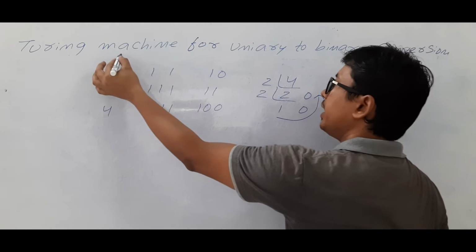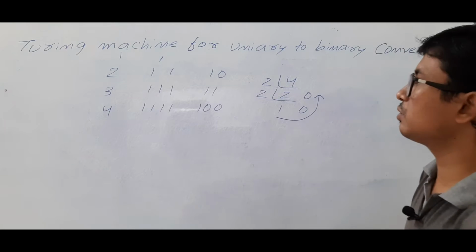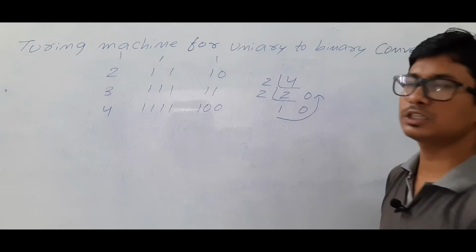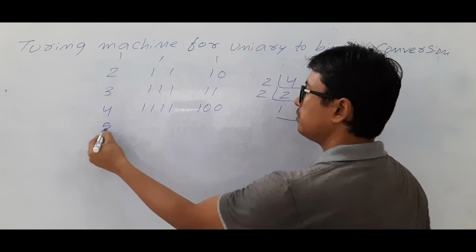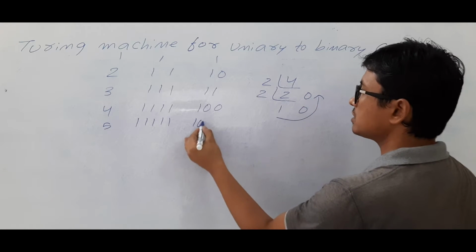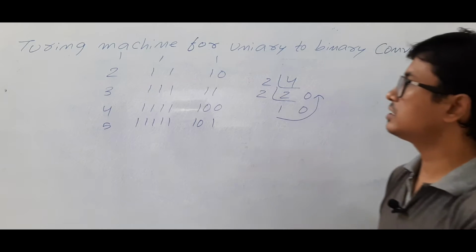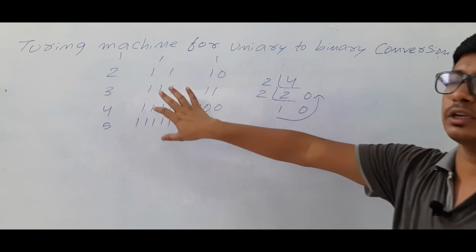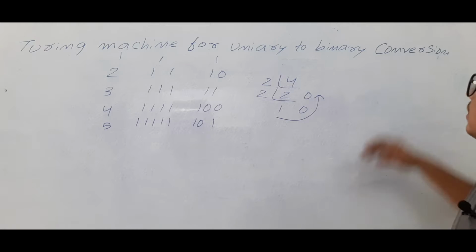If it is 1, in unary you will represent it as 1, and in binary representation it will also be 1. If it is 5, you will represent it as five ones, and in binary you will get 1, 0, 1. So this is the decimal number, the equivalent unary number and the equivalent binary number.